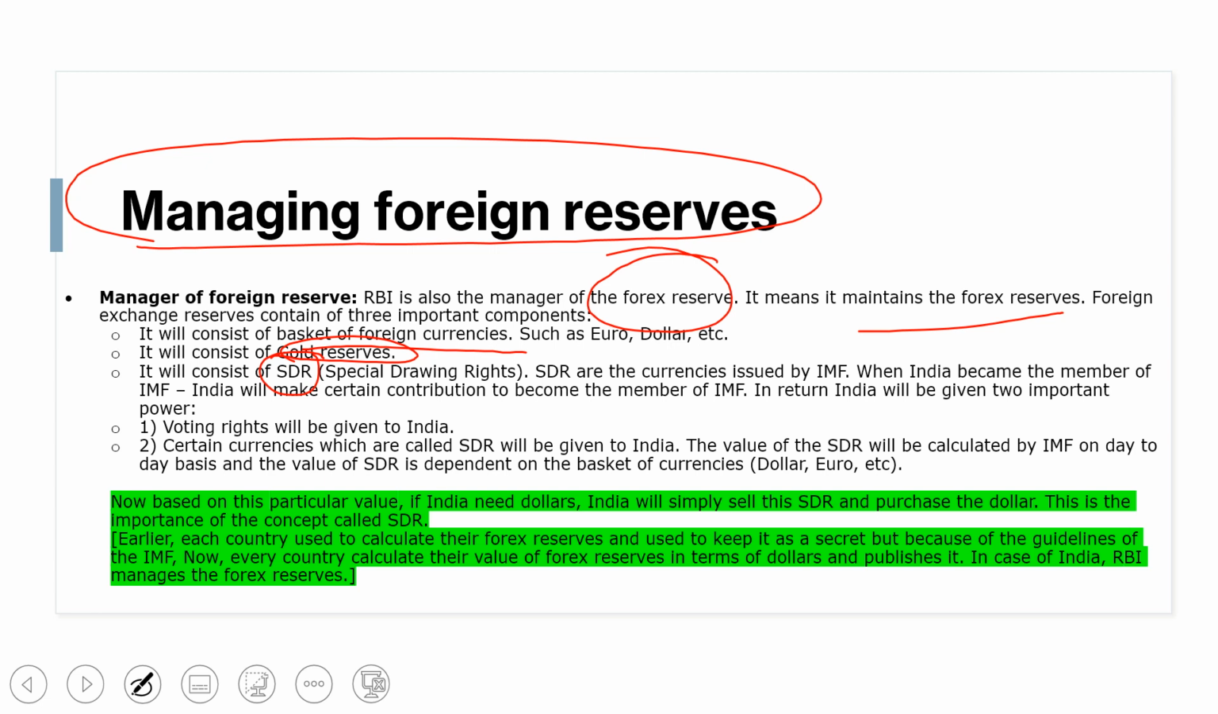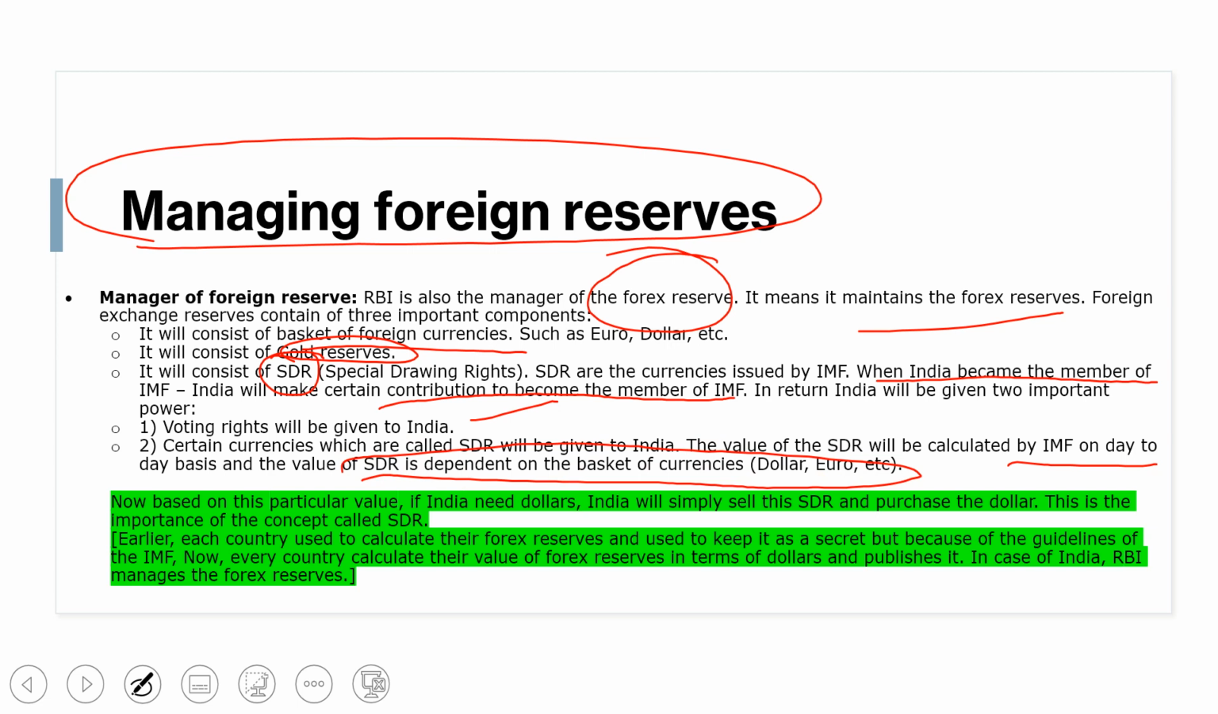So SDRs are the currency issued by the International Monetary Fund. How is it like that? It is just like another currency. When India became a member of the IMF, India made a certain contribution to become a member. In return, India was given two important things: voting rights, and certain currency called SDR. The value of SDR is calculated by the IMF on a day-to-day basis, and it depends on a basket of currencies, dollar and euro. So it is like that.